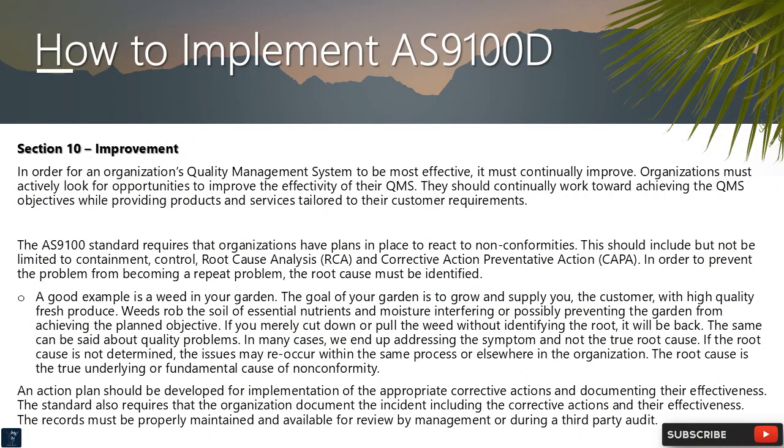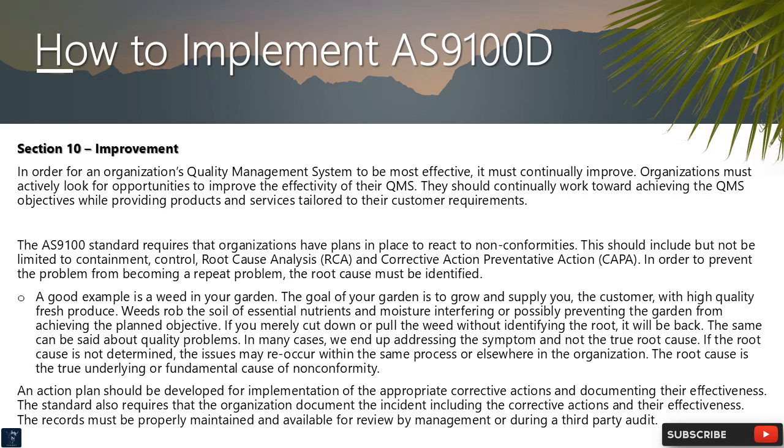Section 10, Improvement. In order for an organization's quality management system to be most effective, it must continually improve. Organizations must actively look for opportunities to improve the effectiveness of their QMS. They should continually work toward achieving the QMS objectives while providing products and services tailored to their customer requirements. The AS9100 standard requires that organizations have plans in place to react to nonconformities. This should include but not be limited to containment, control, root cause analysis, RCA, and corrective action, preventative action, CAPA.